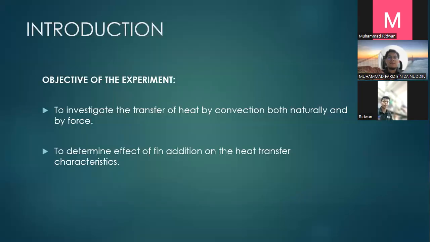Let me go for the introduction. The objective of the experiment is to investigate the transfer of heat by convection both naturally and by force. Also, to determine the effect of fin addition on the heat transfer characteristic.